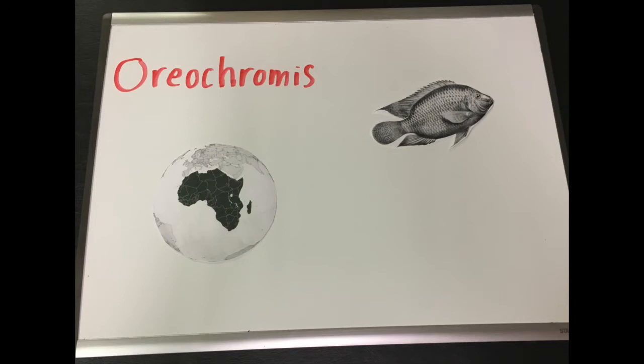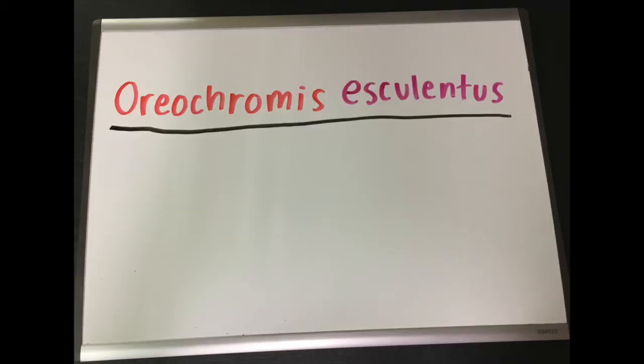Using scientific names can also tell you what animals are related to each other. By looking at the scientific name, Oreochromis esculentus, you know that this species of fish, called the Singida tilapia, is related to the white Nile tilapia because they are from the same genus.